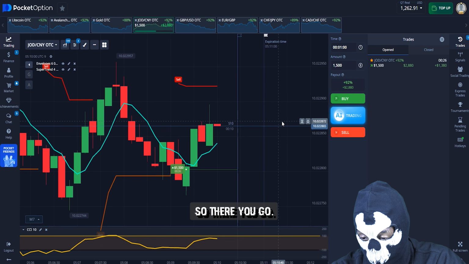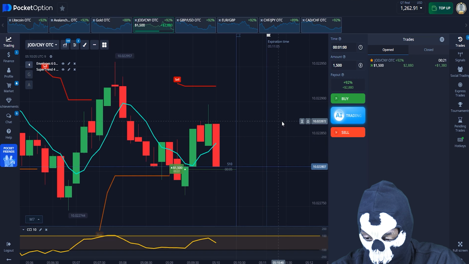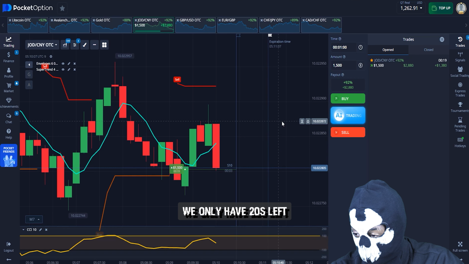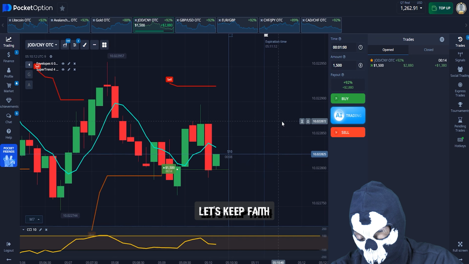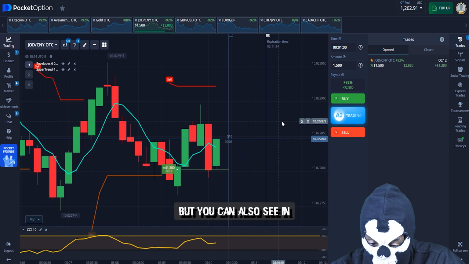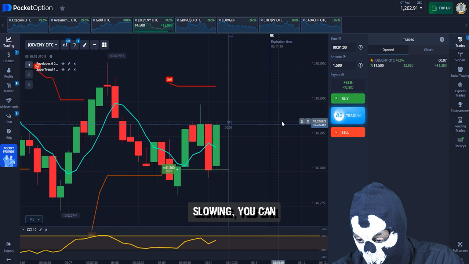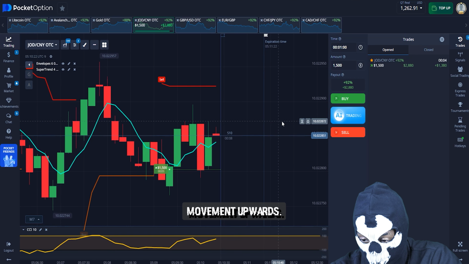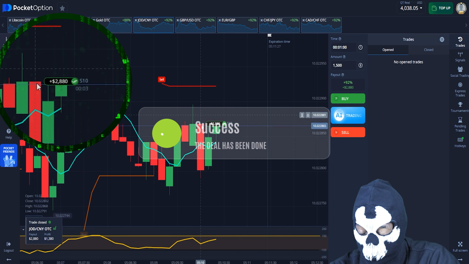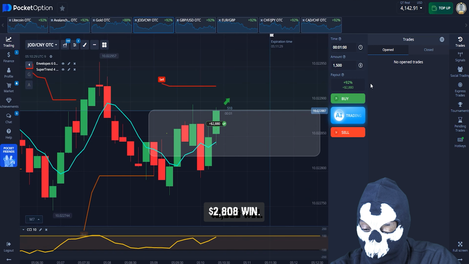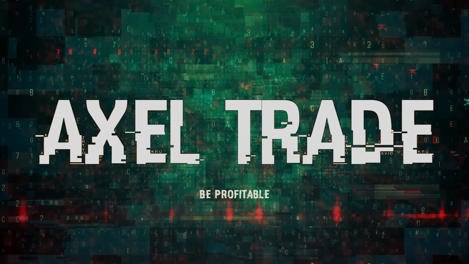So there we go. Yeah, there's a bit of a downward pull. The sellers seem to be winning at the moment, but we only have 20 seconds left and we'll get that back. So let's keep faith and let's keep watching how it's going to happen. But you can also see, even just in the indicators, how they're moving. The envelopes line, you can see it's now moving upwards. Yeah, there's going up and down, but there you go. $2,888 win. Now we can buy stupid shit like the new iPhone that's going to come out.